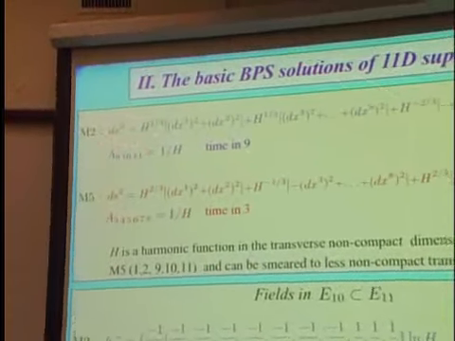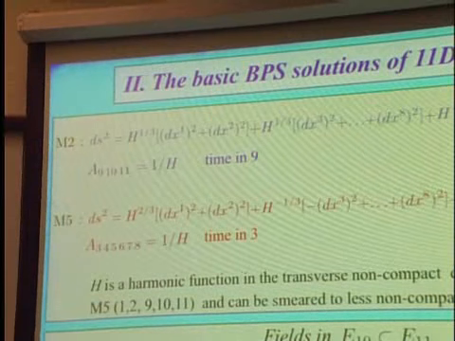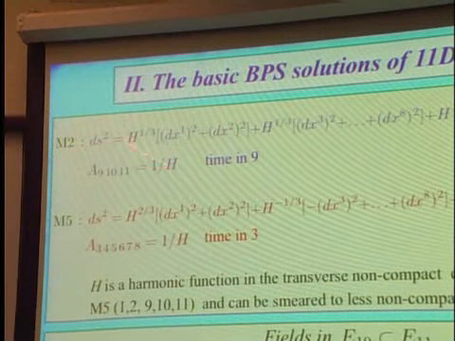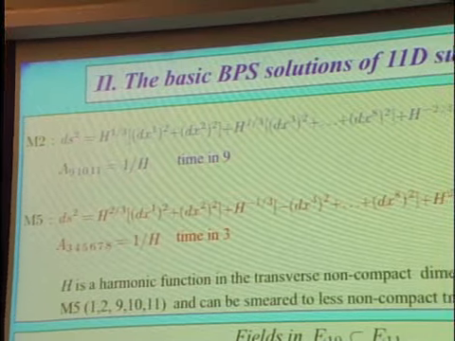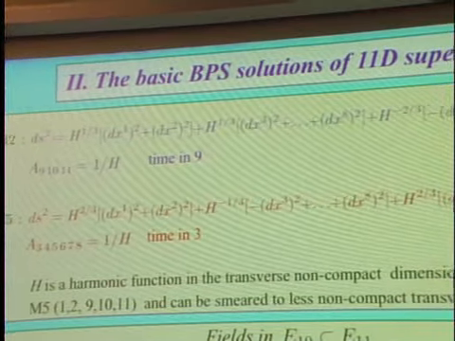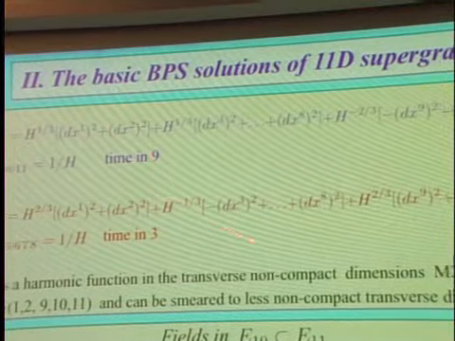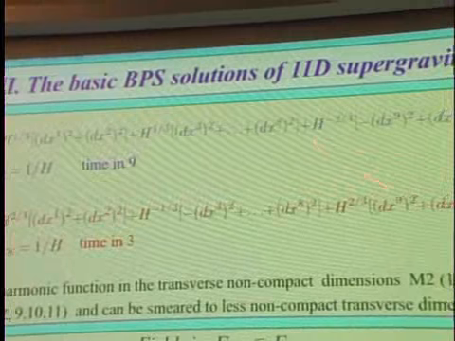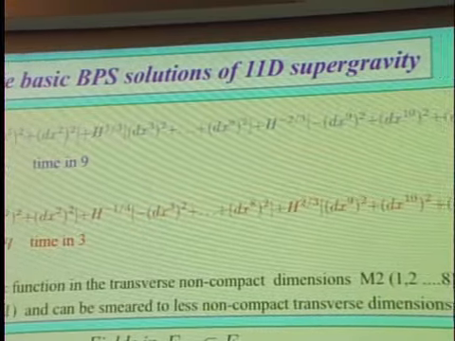I've written here. I've put, for reasons of convenience, the time in 9 here, and the potential is given in 1 over h. All of this is given in terms of a function h. I will say in a moment what that means. The 5-brane is given by a very similar type of metric with some change of exponentials, and the time, for some reason, here I put it in 3.